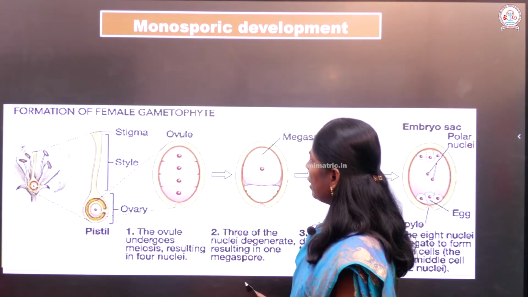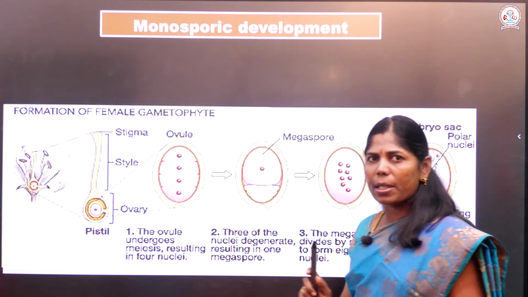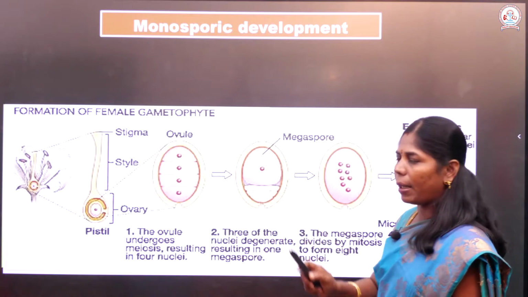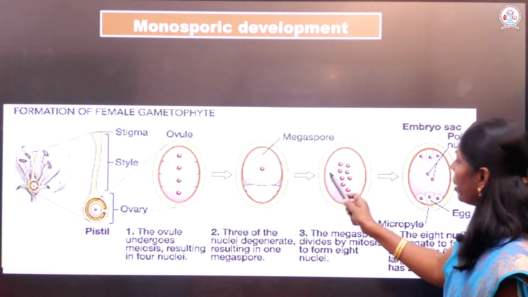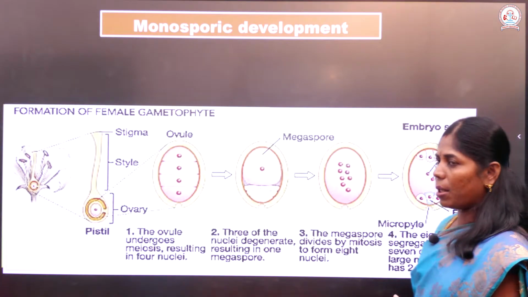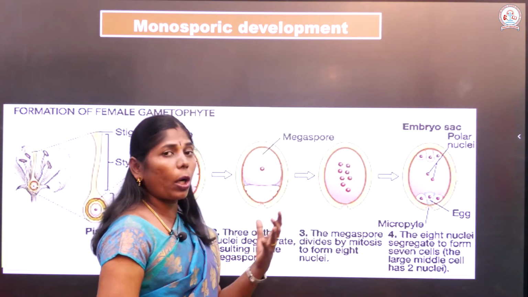So here we can see your 4 haploid megaspores. 3 haploid megaspores are degenerated, and only one acts as the functional megaspore. The functional megaspore undergoes mitotic divisions to form 8 nuclei. The 8 nuclei are arranged in the embryo sac. How is it arranged? This is known as the polygonum type.